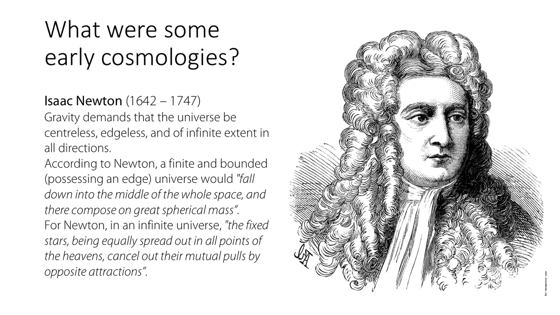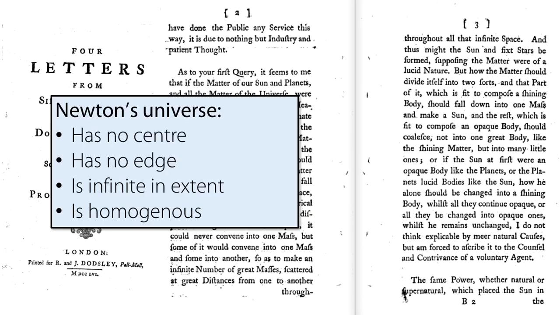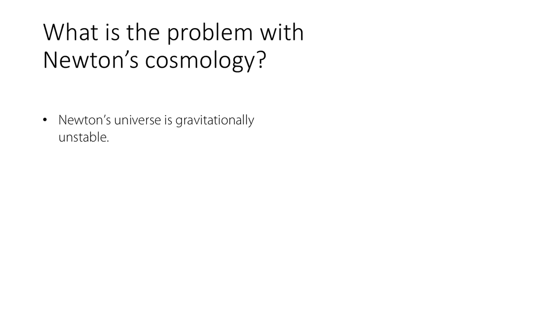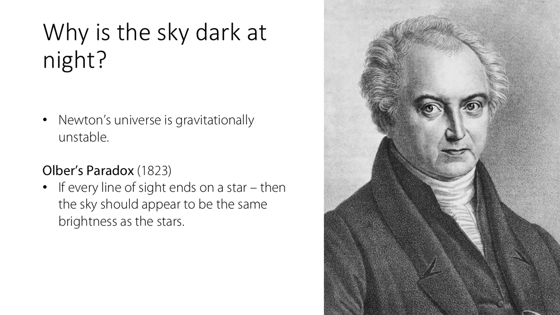So that was the first problem with Newton's conception of the universe. It has no center, no edge, it's infinite, and it must be extremely homogeneous. And gravity is the first problem to that. It's just not gravitationally stable. The second problem with a universe as pictured by Newton and his contemporaries was described by Mr. Olbers. He wasn't the first person by any means, but his name has become attached to this, which is Olbers' Paradox, which he published in 1823, a good 150 or so years after Newton. He pointed out, as others had, that if everywhere you look ends on a star, which it must do by definition in an infinite and homogeneous universe, then the sky would appear to be the same brightness as the stars.